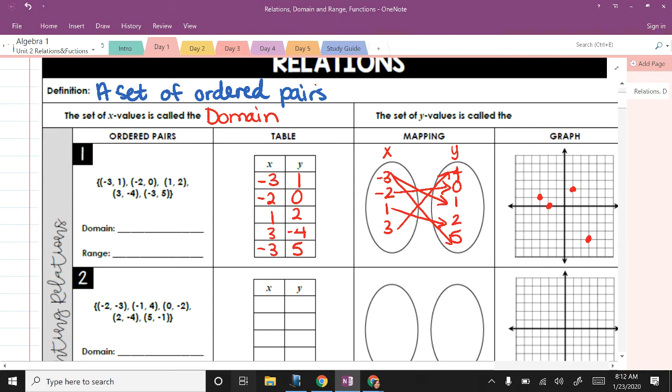And does anybody know what the set of Y values is called? The range. If you can't remember what is what, they're in alphabetical order. Domain comes before range, X comes before Y in the alphabet, right? So that might help you remember it. So anytime anybody's talking about a domain, it's talking about the X values. And anytime anybody's talking about a range, it's talking about the Y values for a relation.